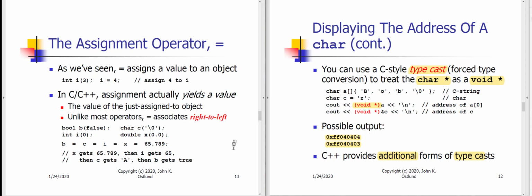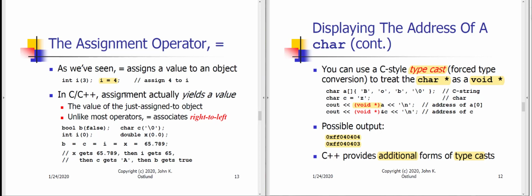On slide 13, we're going to mention a feature of assignment that we haven't seen before. We know what assignment does. Here we've got a variable I, which is an int, initialized to 3, and using the assignment there, we're saying I gets 4. So that's changing the value stored in that variable I.